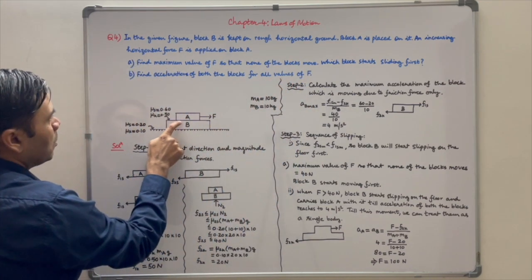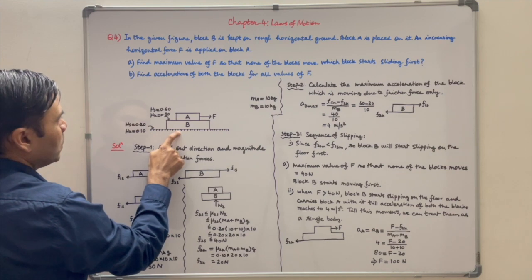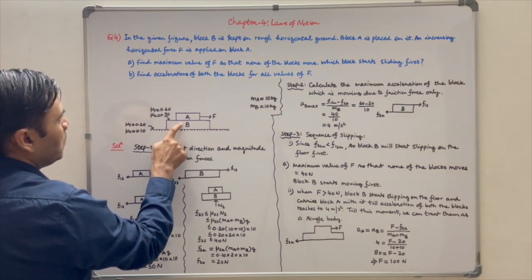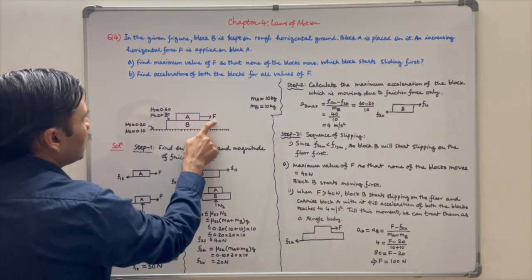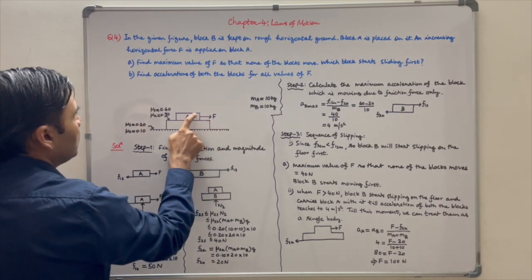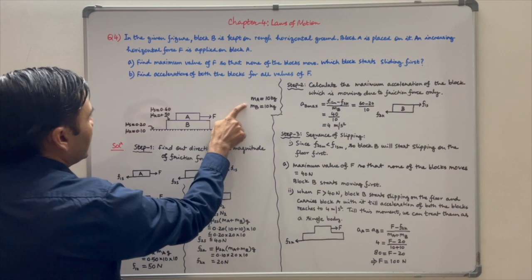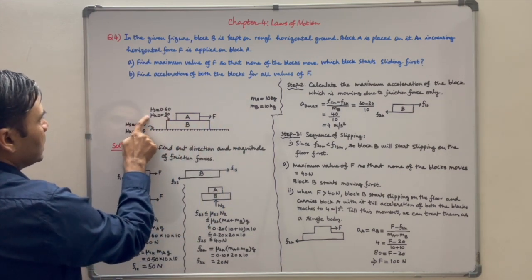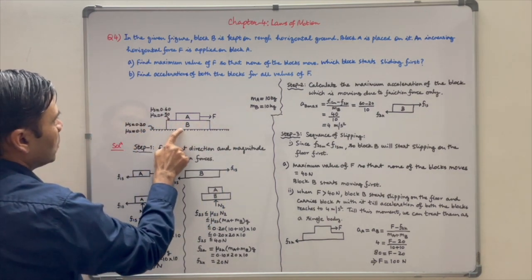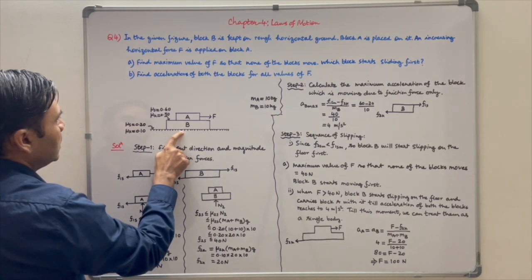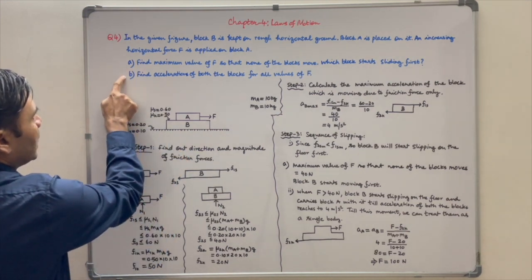It is given that block B is kept on rough floor. Block A is kept on block B. An increasing horizontal force F is applied on block A. Mass of both the blocks is 10 kg. Coefficients of static and kinetic frictions between these two contact surfaces is given. We have to answer these two parts.